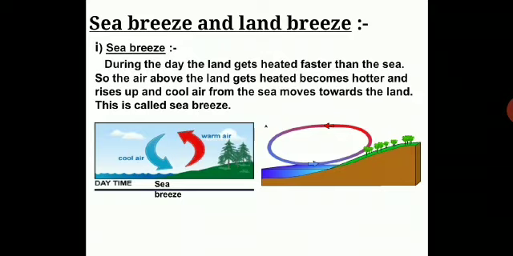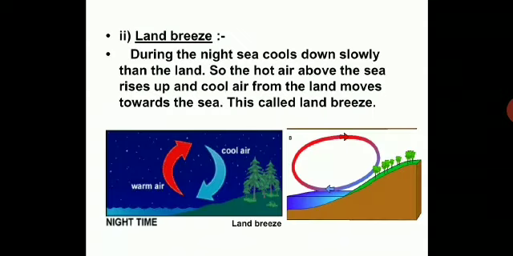Cool air will try to take its place, and that process becomes a convection process, where hot air will rise and the cool air from the sea will try to occupy its place, because it will try to settle down, where warm air will try to rise up. So this happens in the daytime. That's why this is called sea breeze. Please take down this, children.